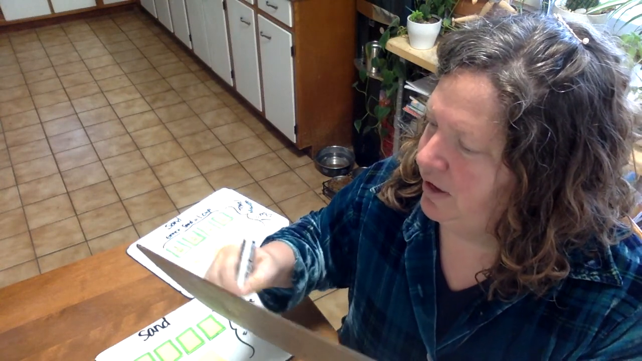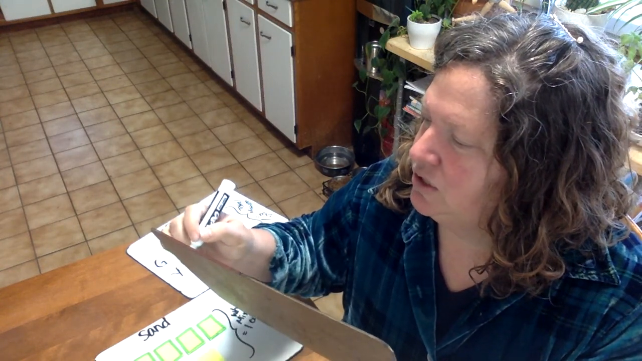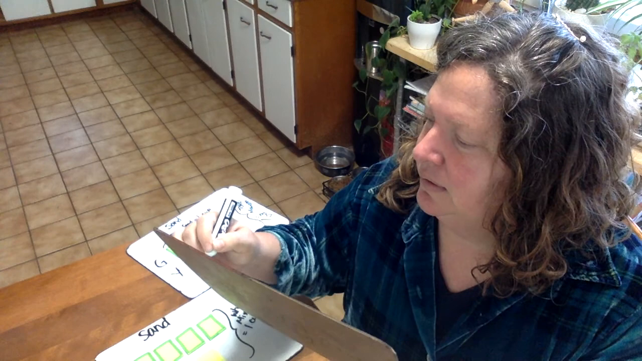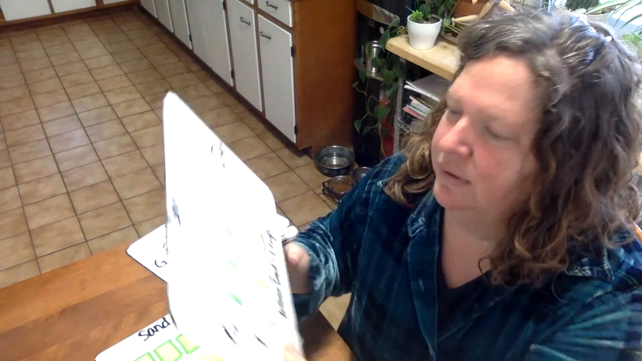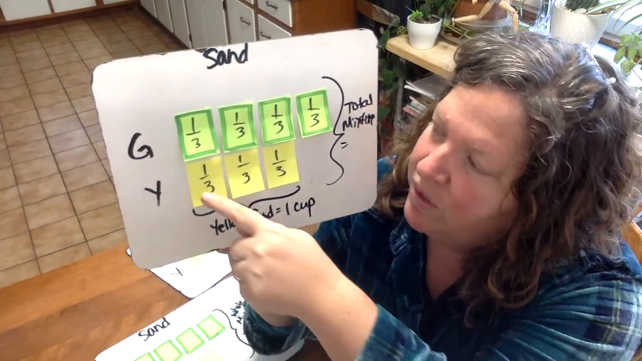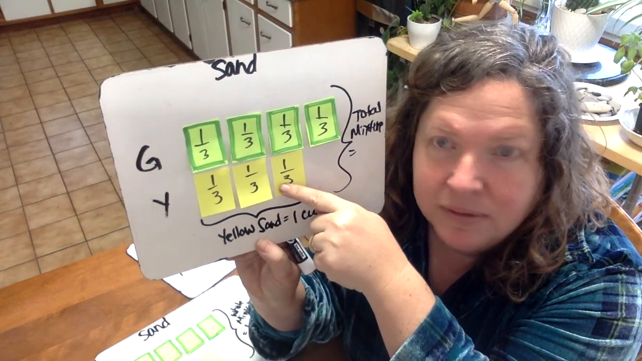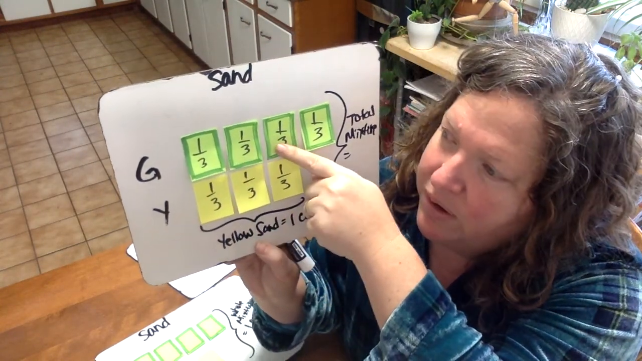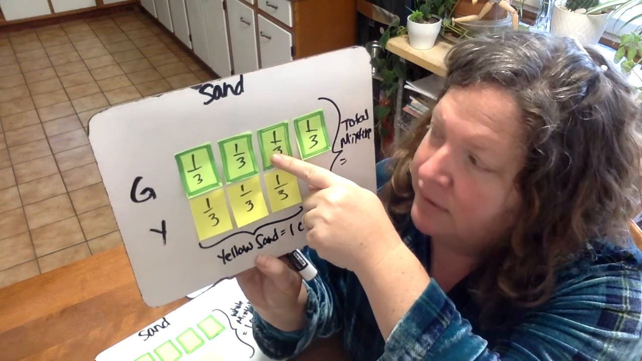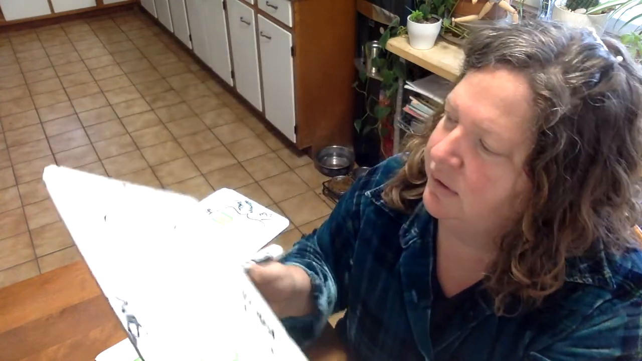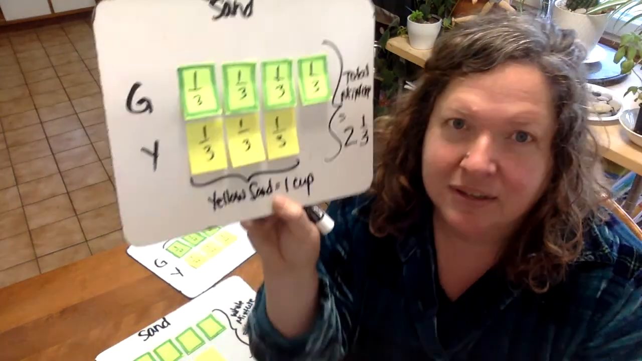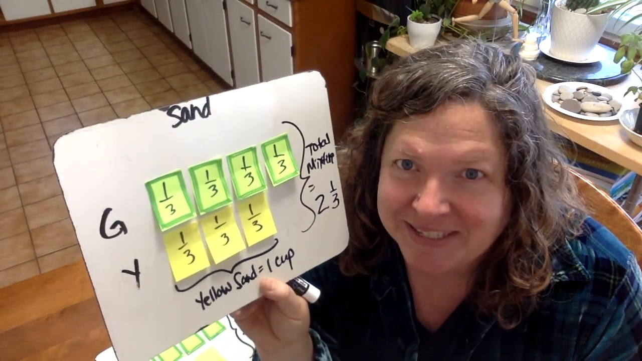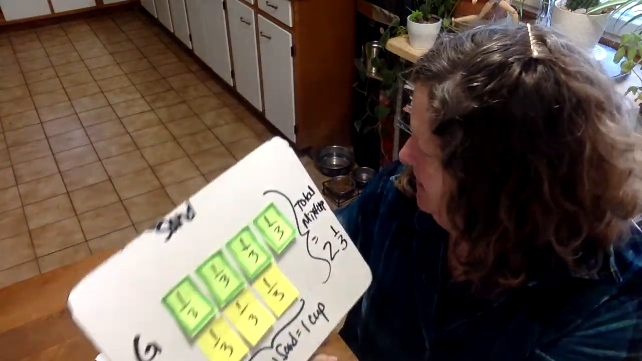What about the whole thing? What about the total mixture? Well, it's 1 whole and another 1 whole and another third. So now it's 2 and a third. See why kids could get confused here?